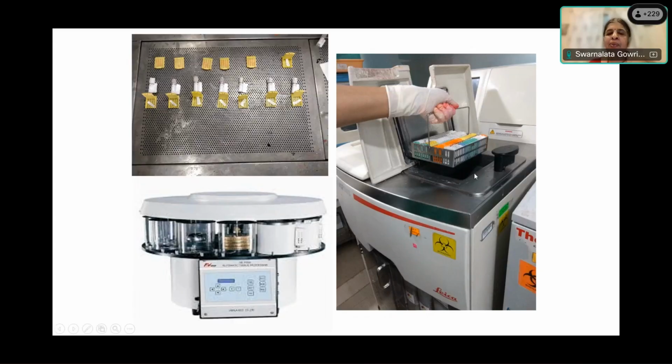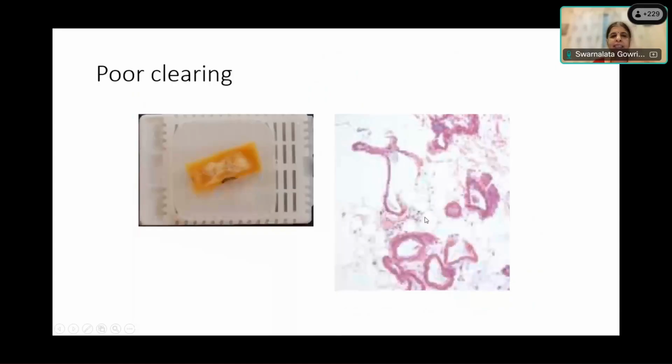You put them into a tank, and here the solution is pumped in and pumped out. So the cassettes remain stationary, and the solution is what comes from one container to another. Here, the cassettes go from one to the other. So that's the difference between the carousel type of processor and these closed processors.